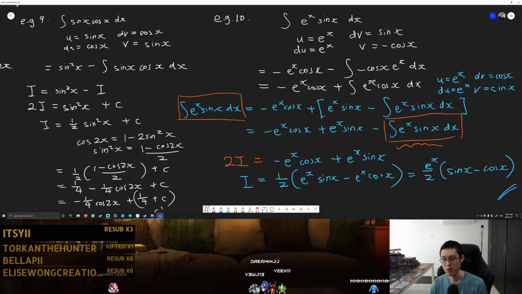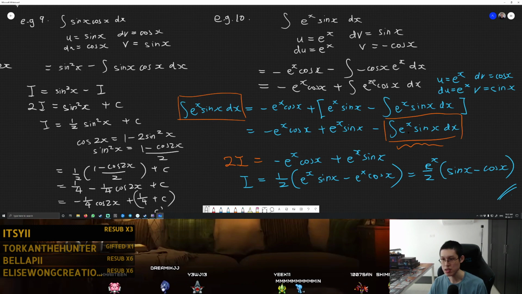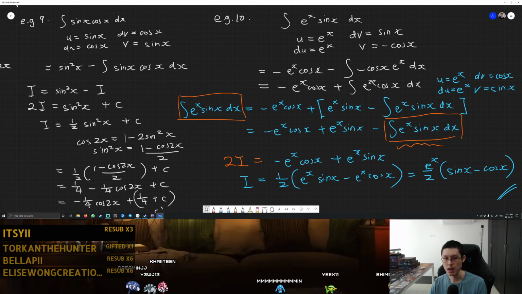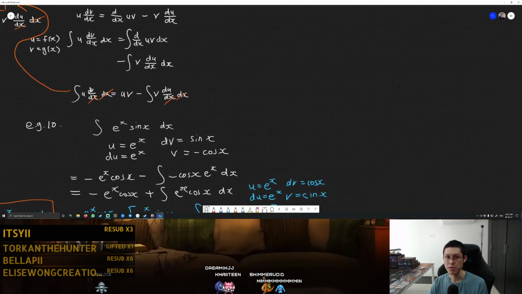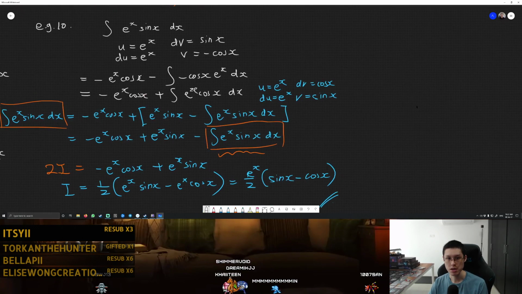Okay, so this is kind of like an infinite integration by parts, because if you keep going, you can go on forever, because this is an alternating kind of function. So you need to recognize that this guy is actually the same as this guy, and then you move this guy out here, and then you move it back. Okay, so one last example. One more example.